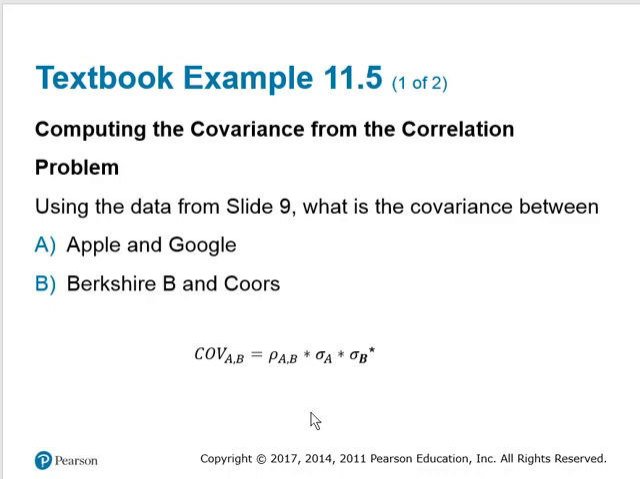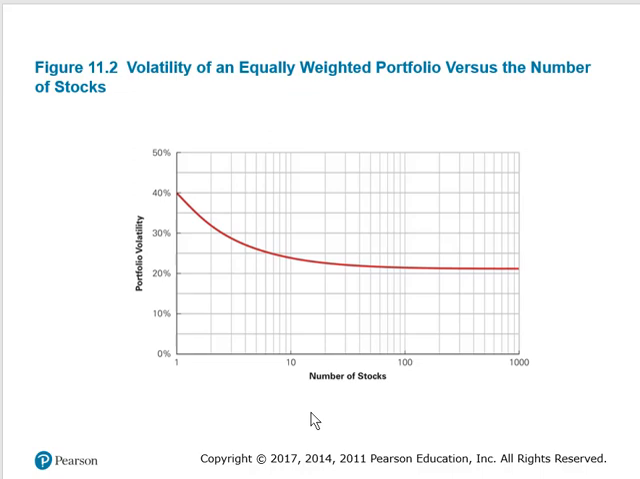Now, other than just understanding that correlation comes from covariance, covariance doesn't really tell us anything other than is it positive or negative, because we really don't know how strong the relationship is. Correlation is the statistic that helps us evaluate the strength of the relationship. So what happens when we combine portfolios? As we see, we're talking about combining two stocks.